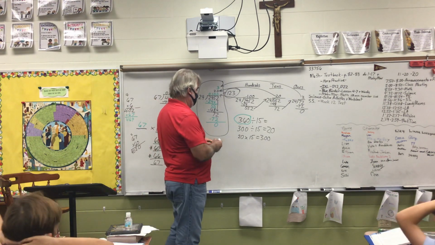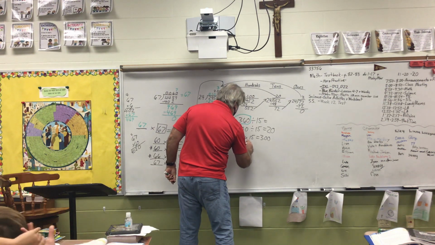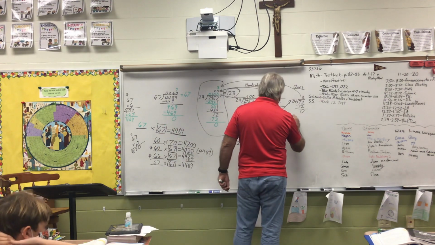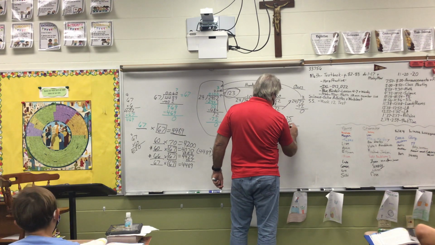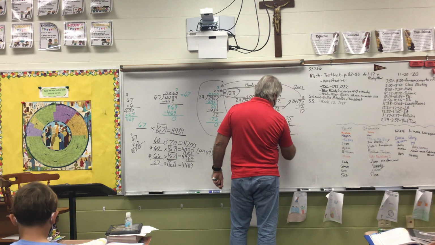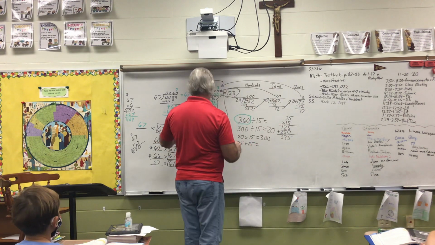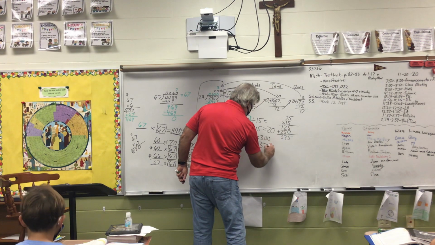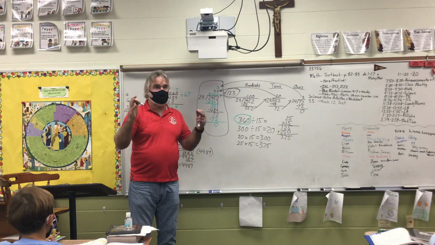Since we're going up, we could try 25, since it's the next 5. 25 times 15 equals 125, 250, we got 375. What did we have to get, 360? We got 375. So we went too high. Just try 24.